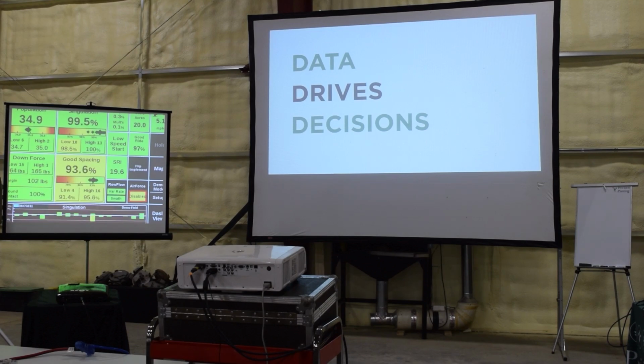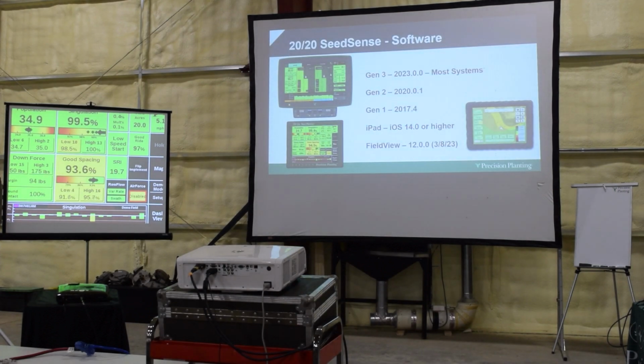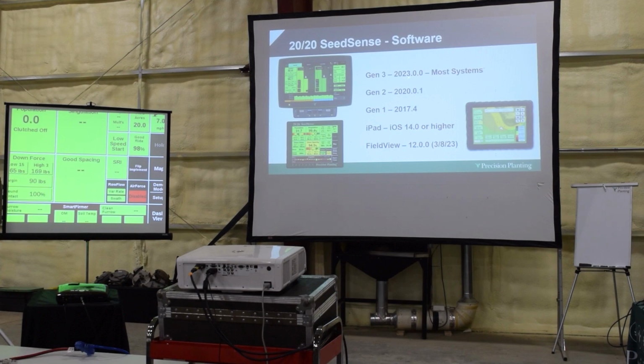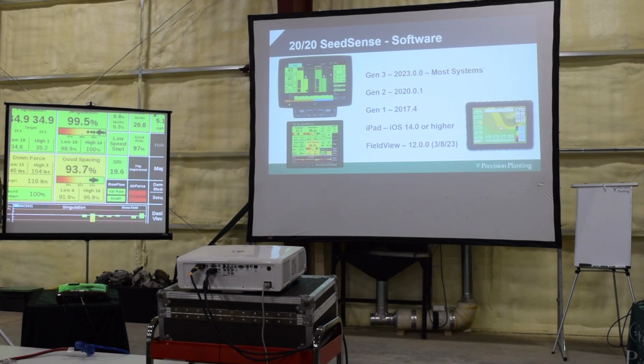So kind of starting off for this spring, for the 2023 planting season, this is the software breakdown that we should have. We want everybody to be running 2023.0.0. That's going to be most systems on a Gen 3 system. Okay, Gen 2s, we haven't had any updates since the year 2020, so 2020.0.1 on your classic screen.